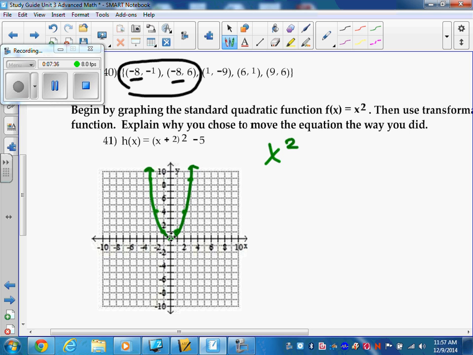Now, the question asks us to graph this using transformations. What I'm looking for is to see if you know what this adding 2 does and what this subtracting 5 does. So what you're going to say is that we're going to translate this equation 5 spots down.